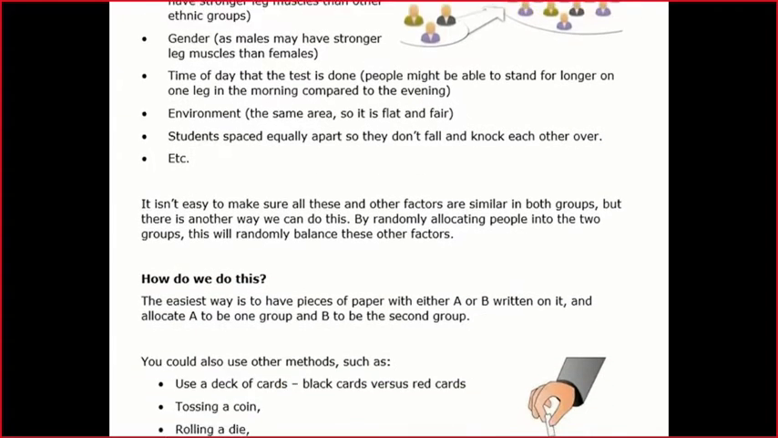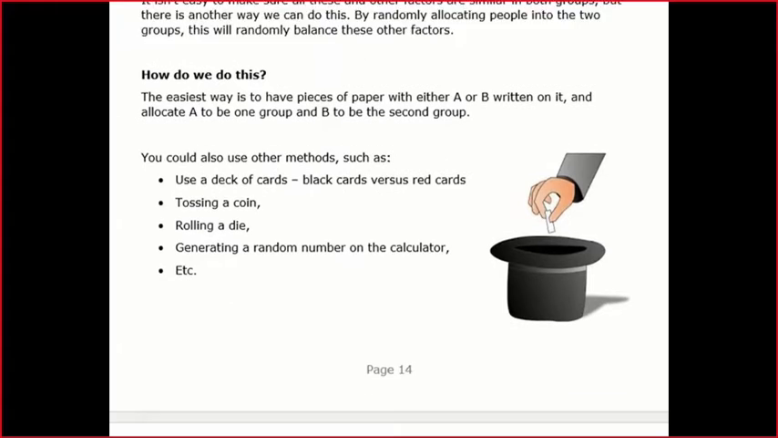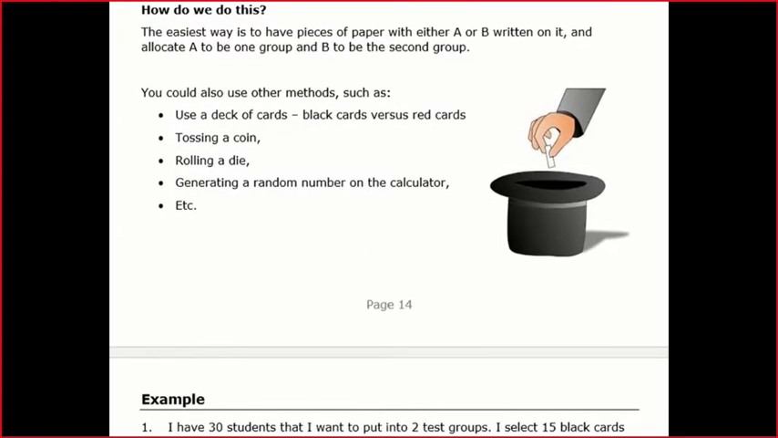Well, the simplest way is to have a piece of paper, or group piece of paper with either A or B written on it. And I have them all shuffled up, and if a person receives an A, they're in group A. If they get a B, they're in group B. And then I decide, right, group A is my treatment or my control, and group B is the other one. So I could do it that way.